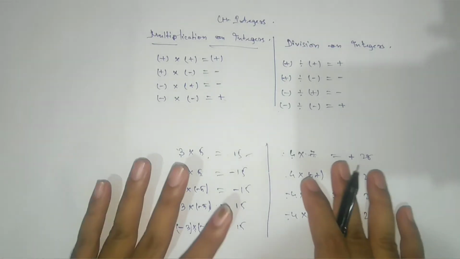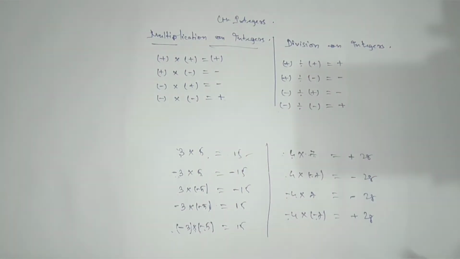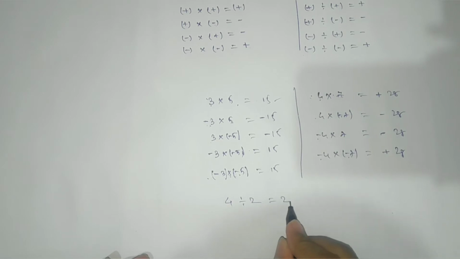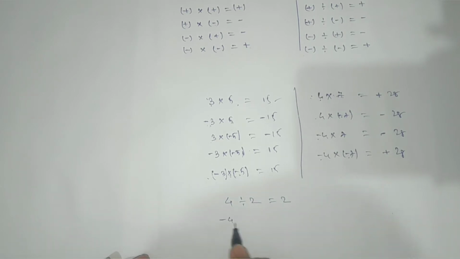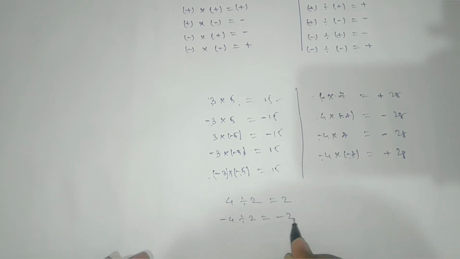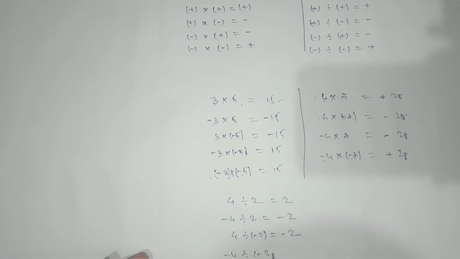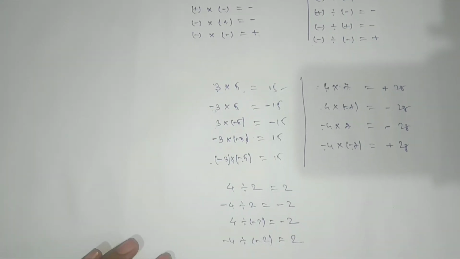The same rule will apply here for division. We will take 4 divided by 2, we'll get 2. If we take minus 4 divided by 2, we'll get minus 2. If we take 4 divided by minus 2, we'll get minus 2. And if we take minus 4 divided by minus 2, you will get positive 2.